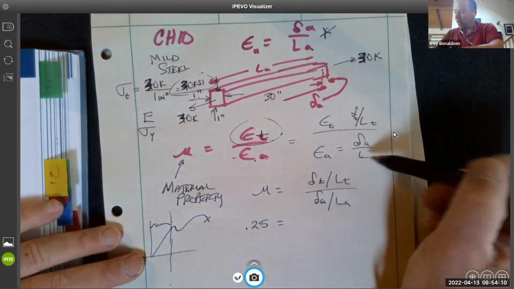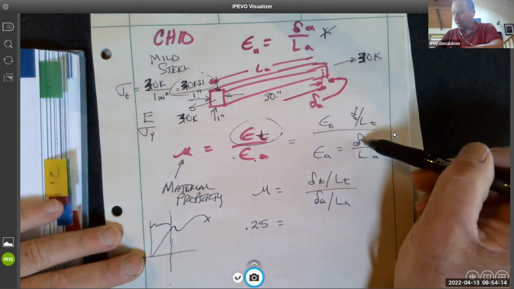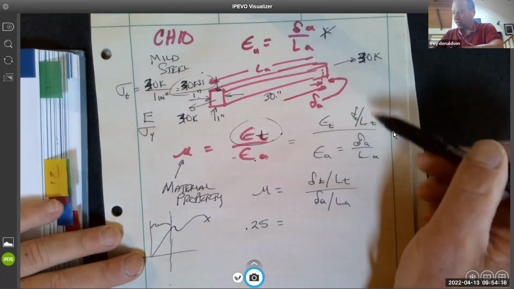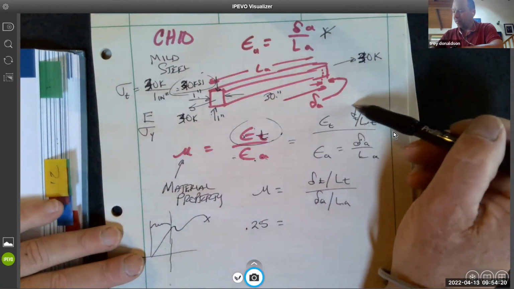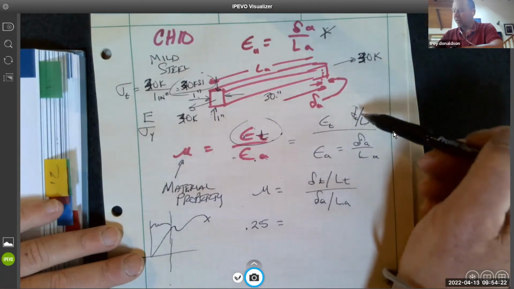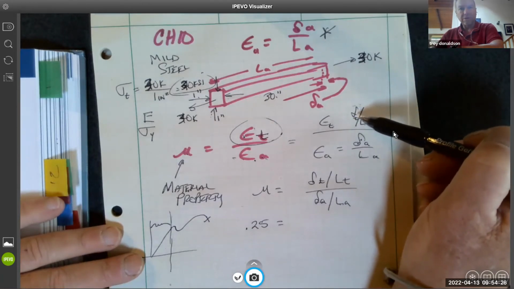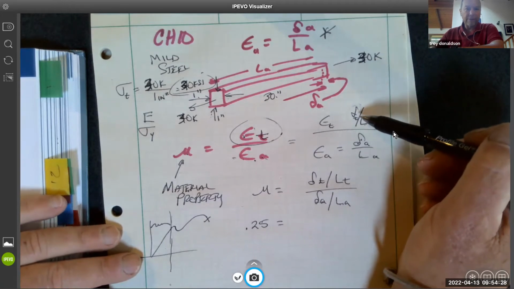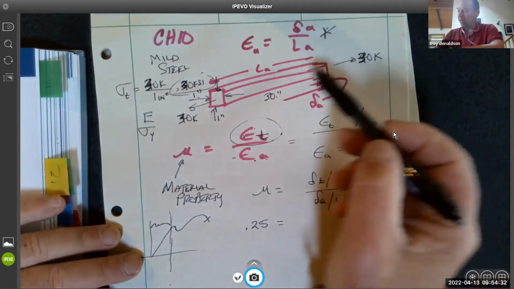because I know the original length, 30 inches. I don't know the elongation. I know the original transverse, that's 1 inch. This is what I want to know, is how much that cross-sectional area changes in one direction. You can only do one direction at a time. All right, so how do we get this elongation?